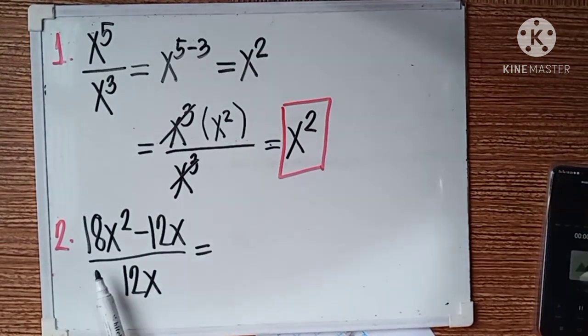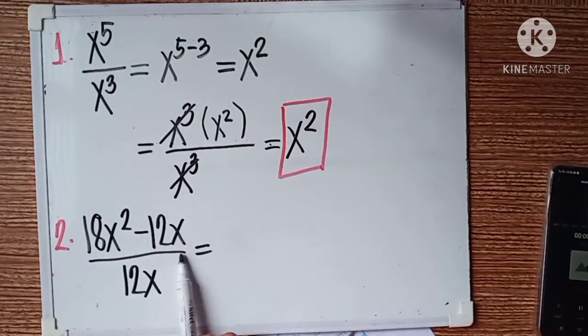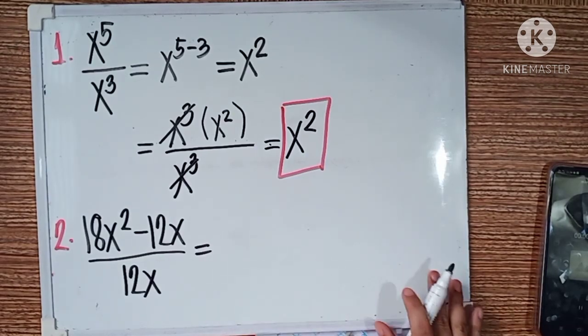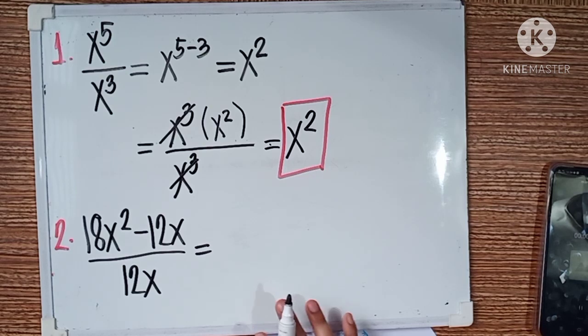Example number 2. 18x squared minus 12x over 12x. First thing to do is to check if the polynomials are factorable by common monomial factoring by finding the GCF. If not, try another factoring method.